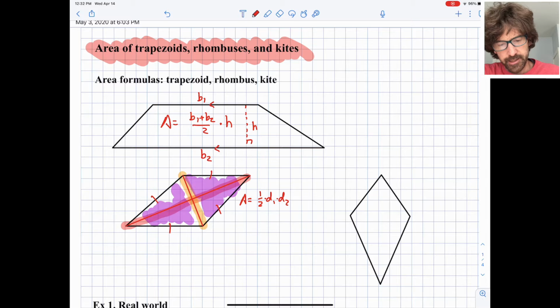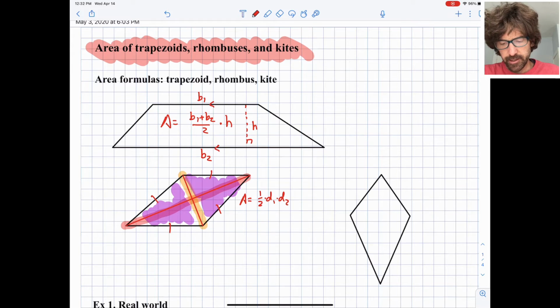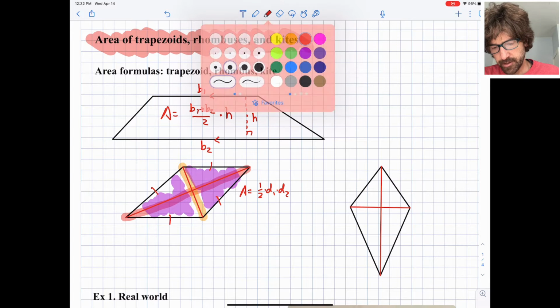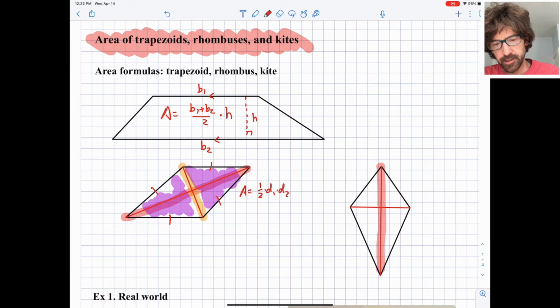A kite is down here in the lower right. And a kite has the same formula as the rhombus, although the diagonals may be different lengths. We can still have diagonal 1 be that diagonal, and diagonal 2 be the other diagonal. And once again, which is diagonal 1 and which is diagonal 2 doesn't really matter. But the area, once again, is 1/2 times d1 times d2.